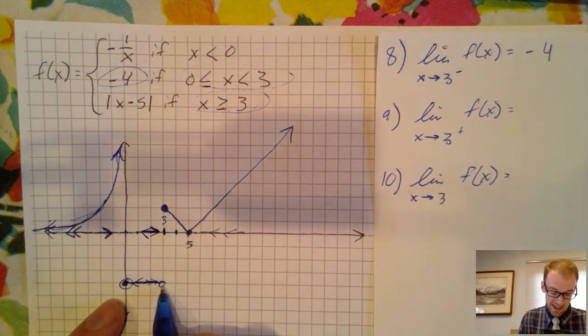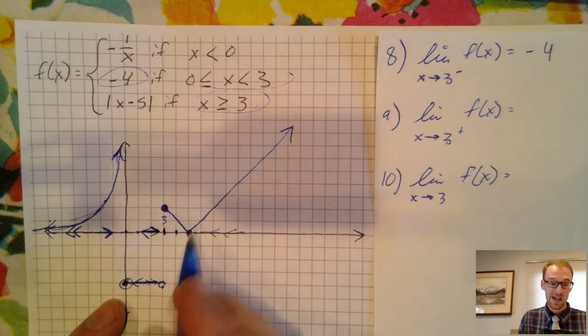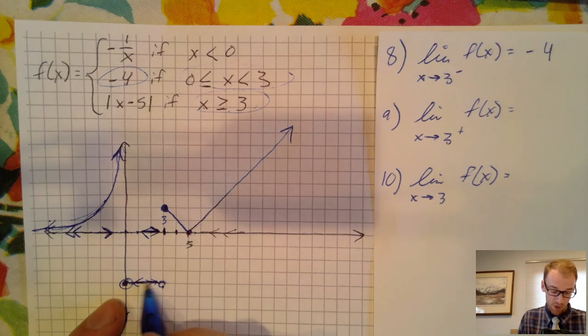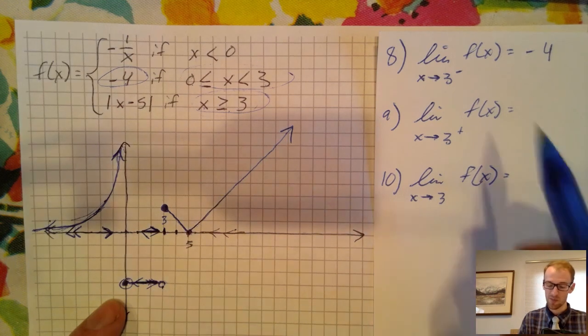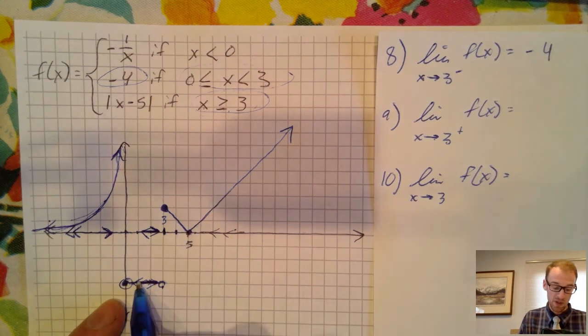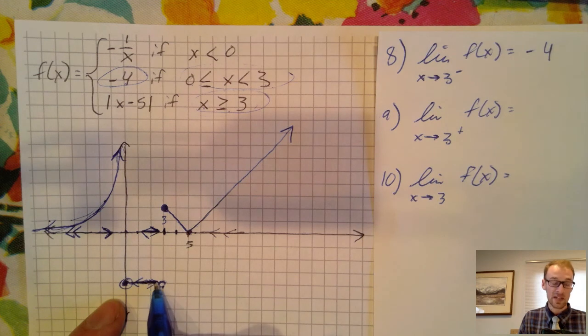Even though when I hit 3, my function is not defined to be negative 4, right? I jump up here to positive 2. The limit as my function approaches 3 from this side is still negative 4 because that's the way I'm walking to it from, basically. Okay, so because I'm coming from the negative side, it appears that my y value is going to be negative 4 as I'm walking to it from the negative side.